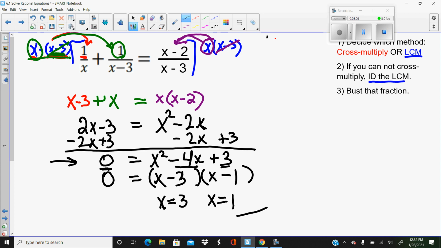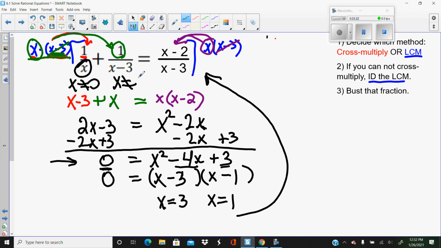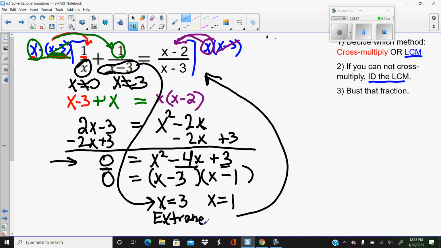Now we do need to revisit the beginning and identify excluded solutions. So here, x can't be 0 because that would make that denominator 0. And we also have a situation here where x can't be 3 because that would make this denominator 0. Well, look at what just happened. We came up with a solution of 3, but that solution is not allowed. So that is called an extraneous solution, and we would have to exclude it or not communicate it as a possible solution to this equation, okay? So we only have really one solution, x equals 1.